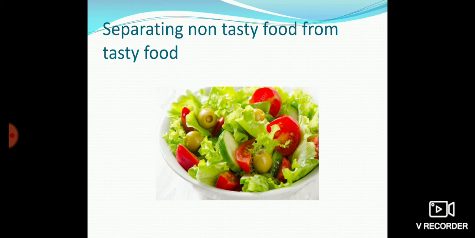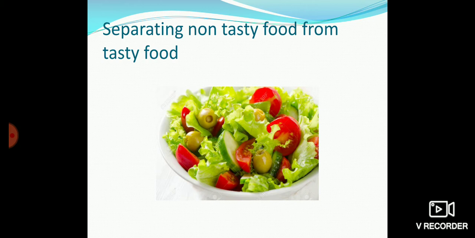This is a bowl of salad and your mother wants you to eat all the vegetables. But if there are some vegetables which you don't like, what would you do? You will pick up those vegetables which you don't like and you will eat the rest of them. So what have you done? You have separated non-tasty food from tasty food. So this is also a separation. Now we have looked at a number of examples where we do separation in our everyday life.